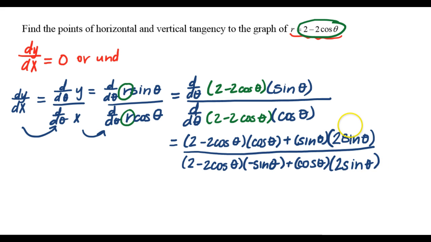Alright, so that is dy/dx, but what we're going to need to do is figure out where the top equals 0, because where this top equals 0, that's where dy/dx equals 0. So these are the horizontal tangent line locations, and then when the bottom equals 0, those are the vertical tangent line locations, because then my derivative is undefined. So let's go ahead and make a little bit of space here.